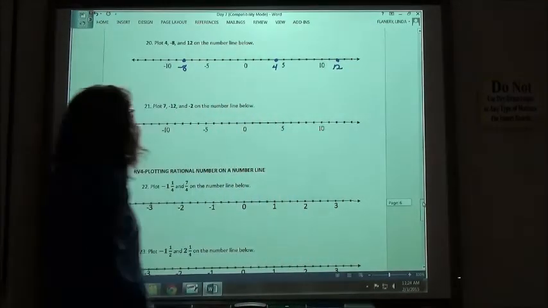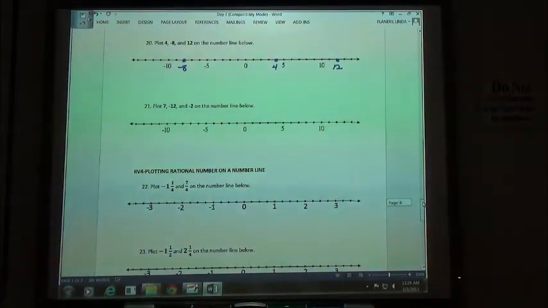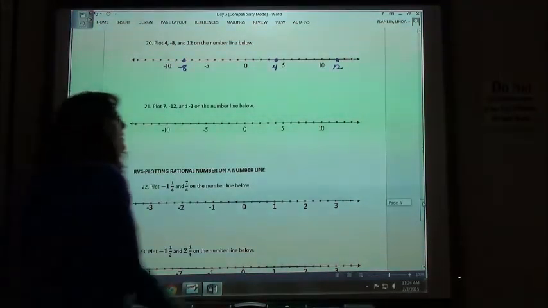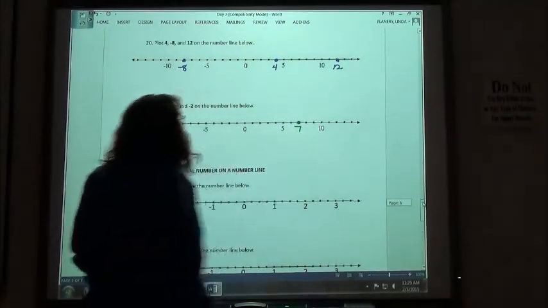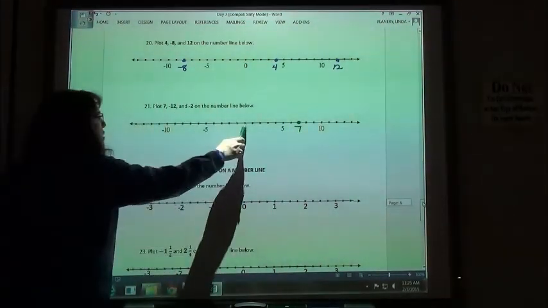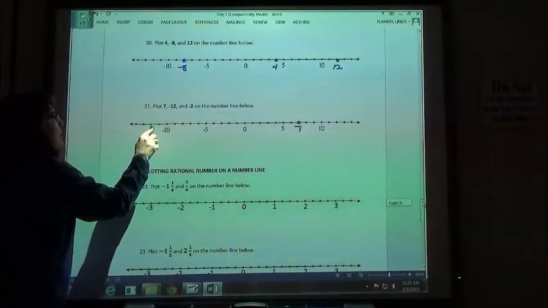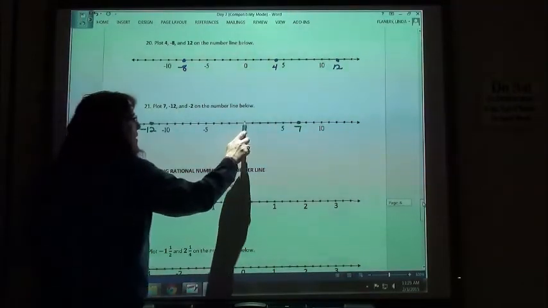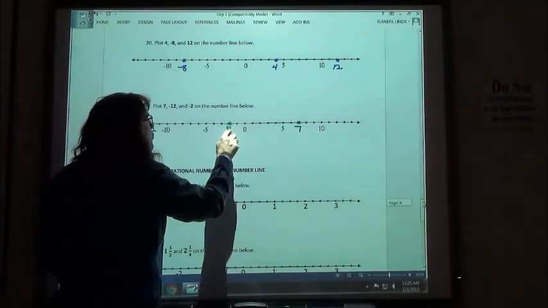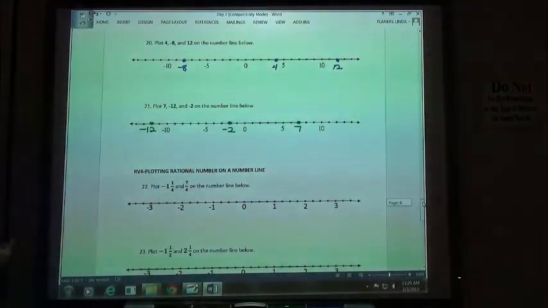Go ahead, number 21, plot your integers there on your number line. So number 21, if I'm going to plot 7, jump to 5, 6, 7. Should be right there. -12, I'm going to jump to -10, -11, -12. Should be right here. And negative 2, starting at 0, negative 1, negative 2. 2 places to the left of 0.